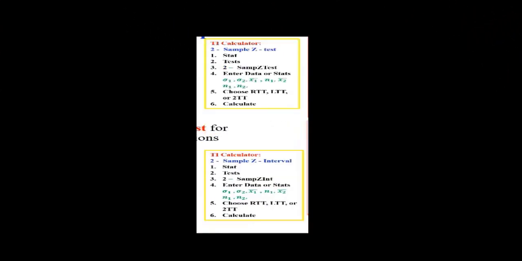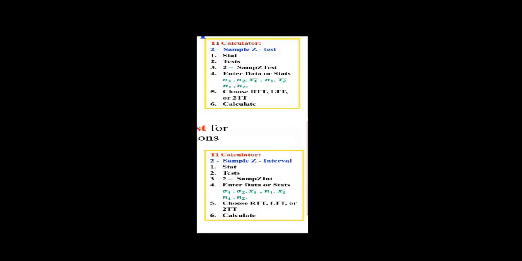And now, if you want to use a TI, the z-test and the z-interval is explained there. You can do that using STAT, TESTS, 2-SampZTest, enter the information and choose the tail, or you can do the interval accordingly.